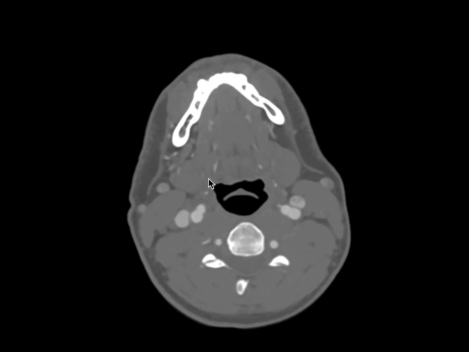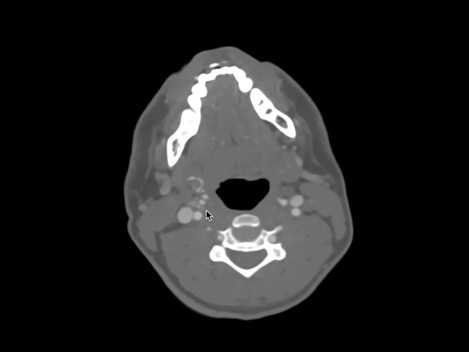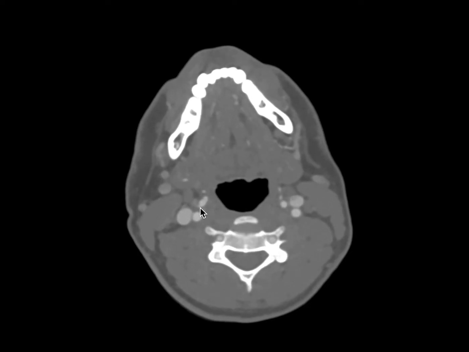I mentioned the facial artery has a common trunk in this patient, so we'll see that if I scroll back up superiorly a little bit. Right here is the right facial artery. It tends to have a very tortuous course and go out around laterally to supply the soft tissues of the face. We'll next see the occipital artery come off the posterior surface of the external carotid artery here.